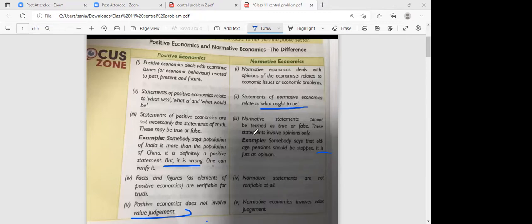Okay, great. So now basically we'll be starting with a new concept, which is your PPC. Okay, just a minute, I'll just share it.